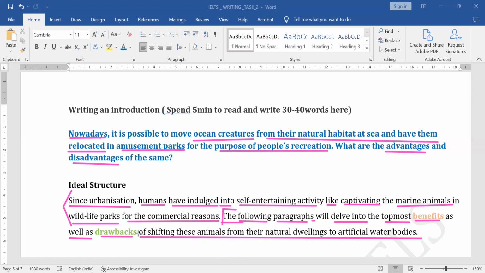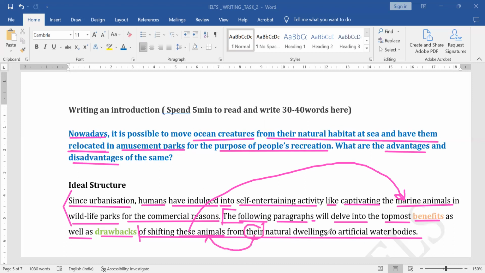Drawbacks of what? Of shifting. Instead of relocating, I've used the word shifting. Instead of again using marine animals or ocean creatures, I said these. "These" is the word which creates a reference to marine animals. It's a very good connector. These, such, all these words help. Okay, from there. "There" means again I'm helping to connect to the previous sentence.